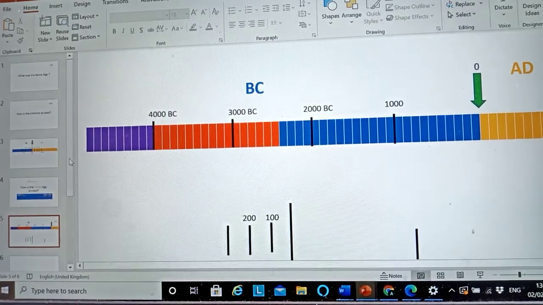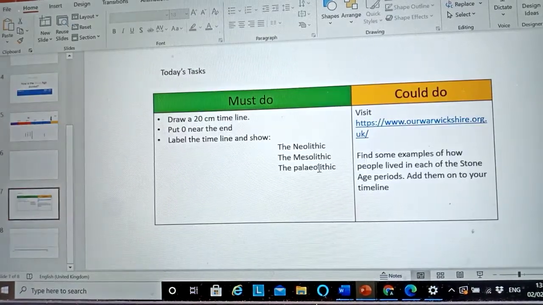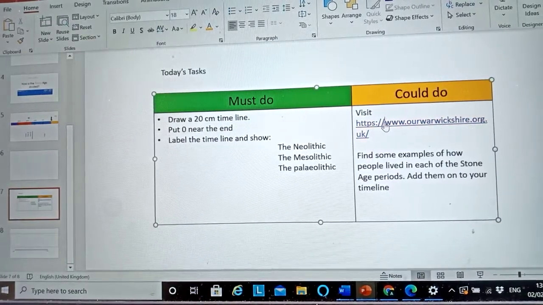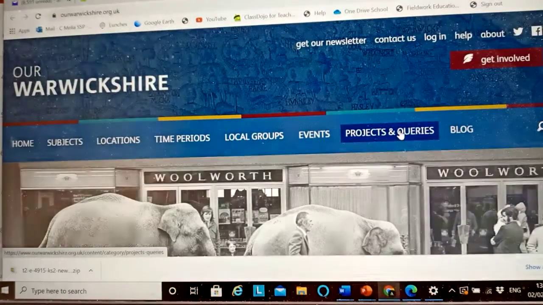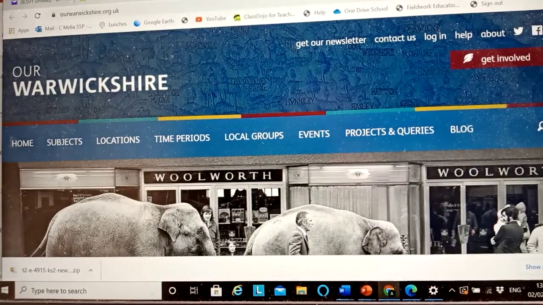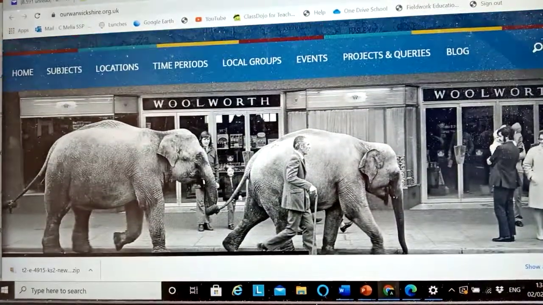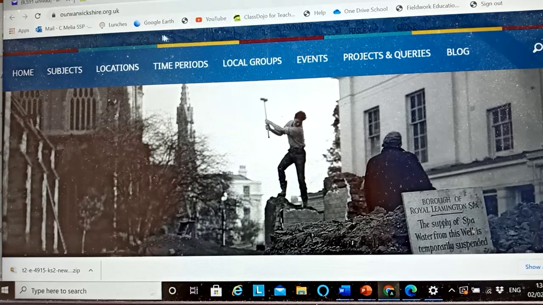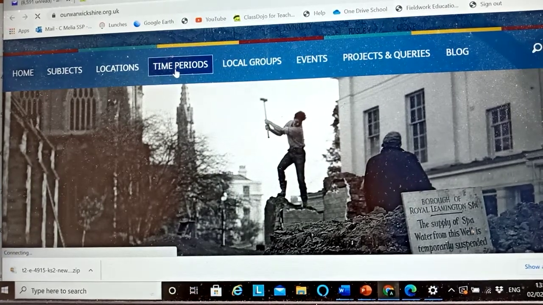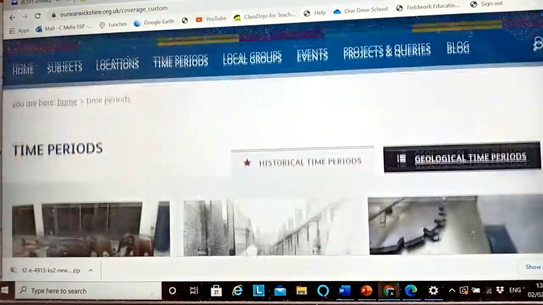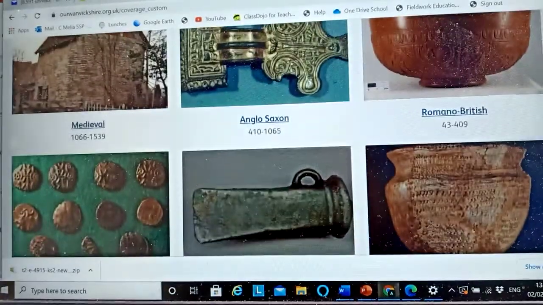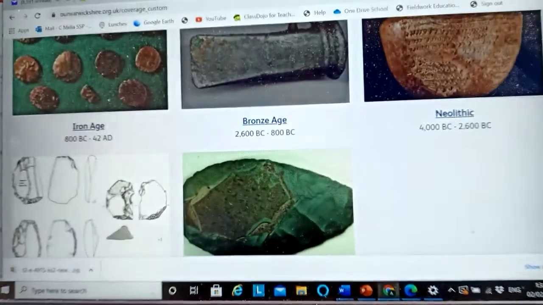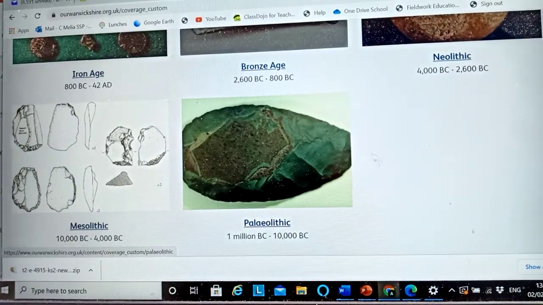Right? There's an optional task, which is to visit this website here. And I'd like to show you this one because it's kind of cool. It is called Our Warwickshire, and people have uploaded anything they've found in history from around Leamington Spa, or essentially in Warwickshire. So when you go to this site, you go to Warwickshire, go to time periods, hopefully, and then when you scroll down, you'll find that you've got all different sorts of periods in history. These are relatively new ones, but we need to go back right to the end, which is Paleolithic and Neolithic.